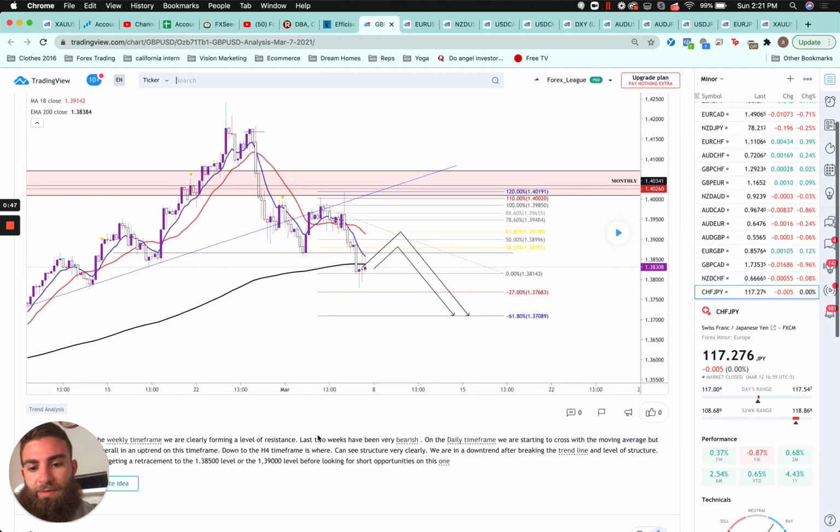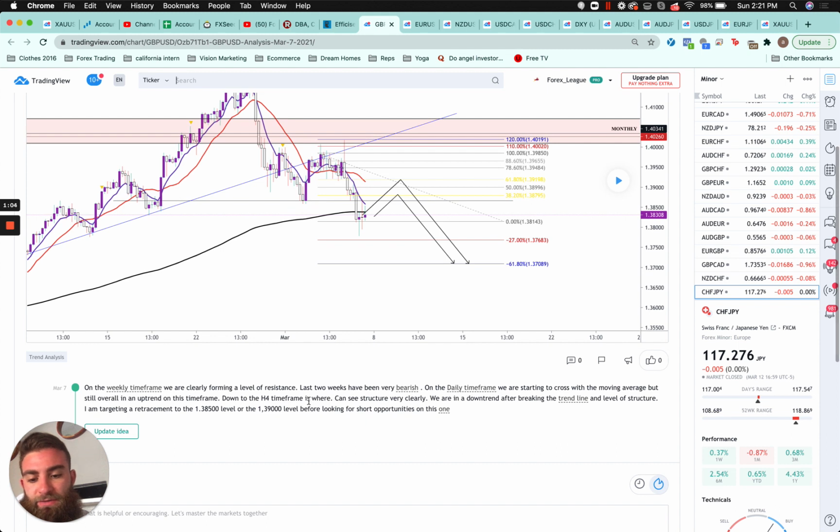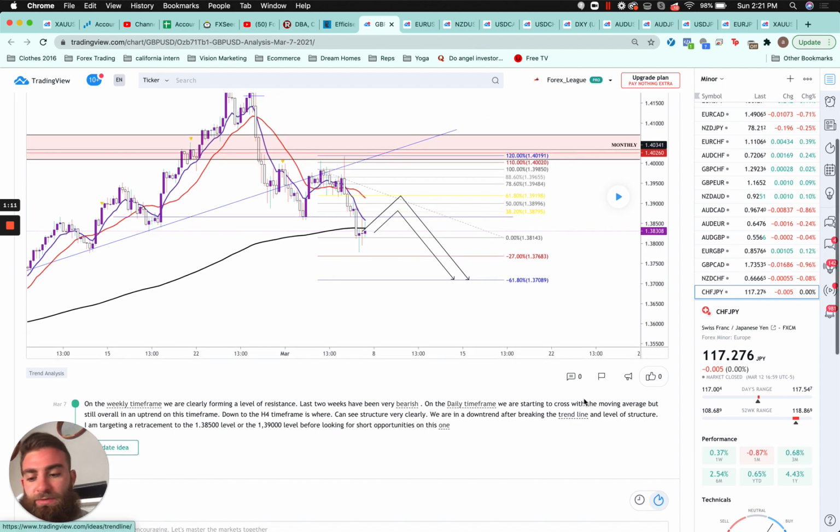We've got it on the 4-hour time frame. This is the analysis that I had put out. On the weekly time frame, we were clearly forming a level of resistance. The last 2 weeks have been very bearish. On the daily time frame, we're starting to cross with the moving averages, but still overall in an uptrend on this time frame. Down to the 4-hour time frame is where we can see structure very clearly. We're in a downtrend after breaking the trend line and the level of structure.